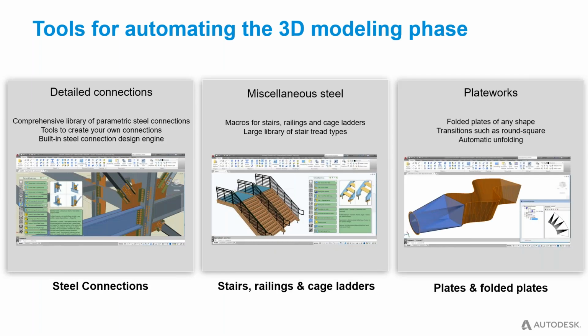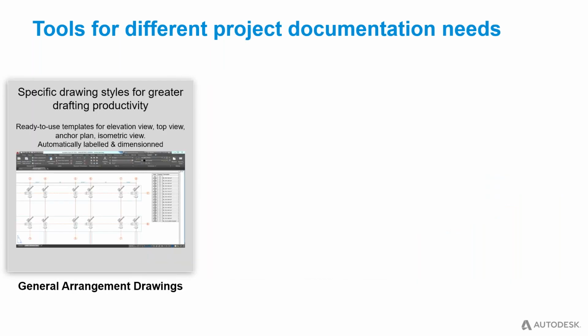Like there are macros which are available for connections. There are macros which are available for miscellaneous items which form a part of your project. In case you're doing something very specific to sheet metal, plate work, etc., then there are plate work functionalities for your conical and folded elements as well.